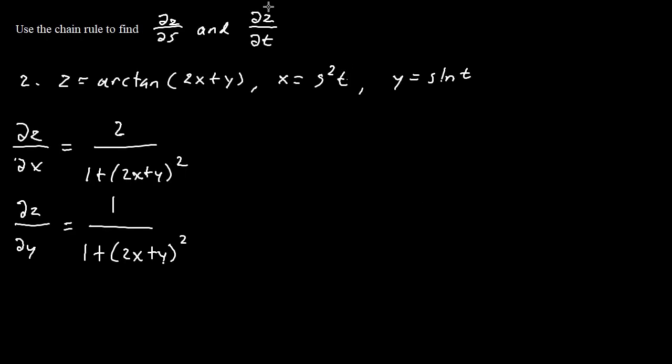So now let's go ahead and find the partial derivative of z with respect to t. Notice in the formula we need the partial derivative of z with respect to x and with respect to y. We already have those two. So now all we need to find is the partial derivative of x with respect to t. In that case, if t is the variable, s is the constant, the derivative is simply just s squared. And for the partial derivative of y with respect to t, once again, t is the variable, s is the constant. So we have s times the derivative of the natural log of t, which is just 1 over t.